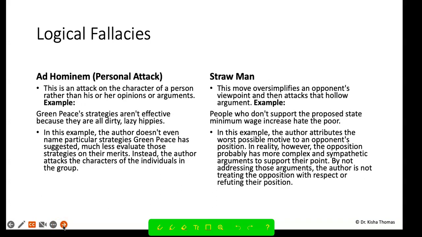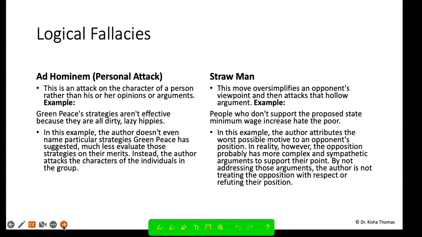Logical fallacies, ad hominem. This is a personal attack. This is an attack on the character of the person rather than his or her opinion or argument. Where do we see this the most? Example: Greenpeace's strategies aren't effective because they are all dirty, lazy hippies. In this particular example, the author doesn't even name particular strategies Greenpeace has suggested, much less evaluate those strategies on their merits. Instead, the author attacks the characters of the individuals in the group.